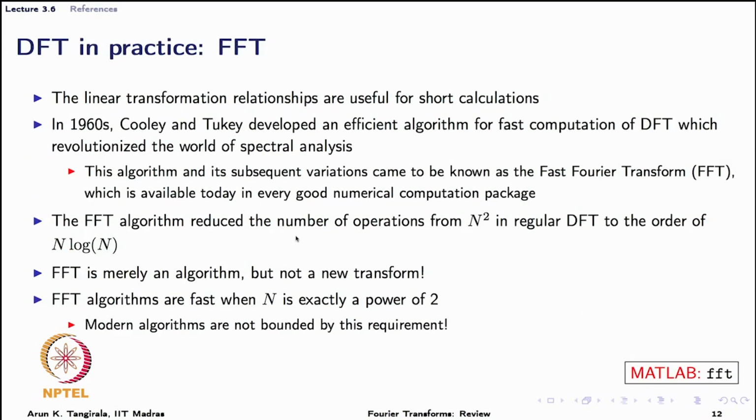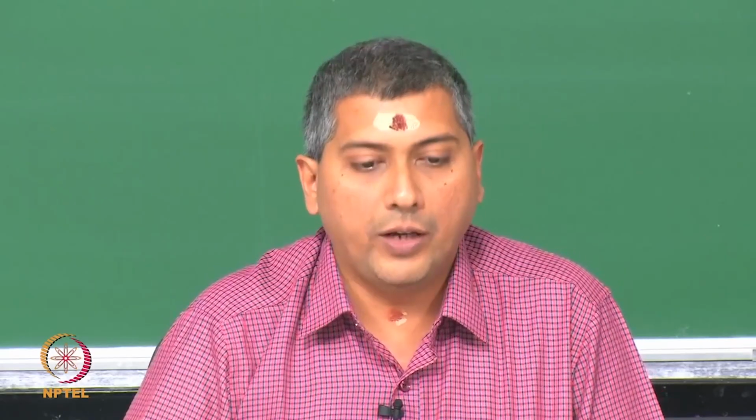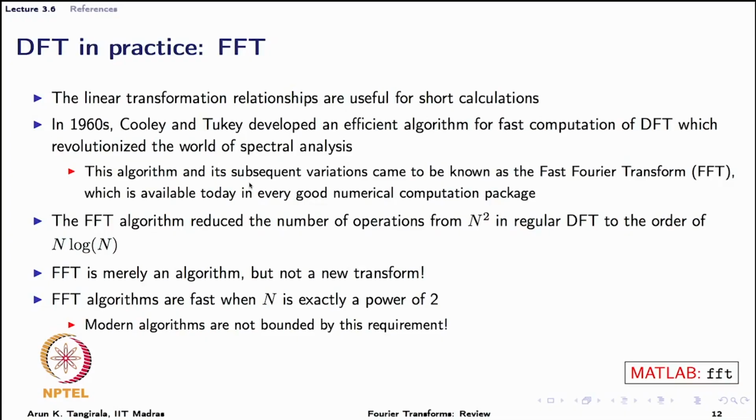So, in practice, as I said, the DFT uses an algorithm called the fast Fourier transform, which was developed by Cooley and Tukey in the 1960s. It is a computationally efficient algorithm. Prior to that, it was quite difficult, in the sense of computational burden, to compute the DFT. The moment this FFT algorithm came about, it revolutionized the world of spectral analysis. Now, the fast Fourier transform is not a new transform, it is essentially an algorithm for computing the DFT, whereas the DFT is indeed a different transform from the DTFT.